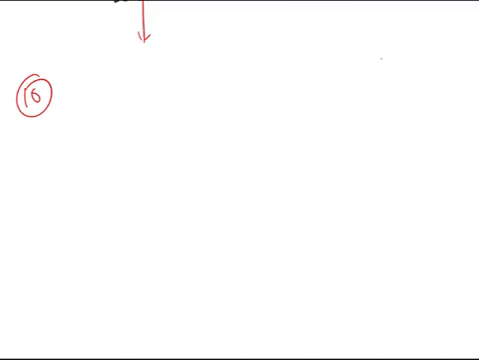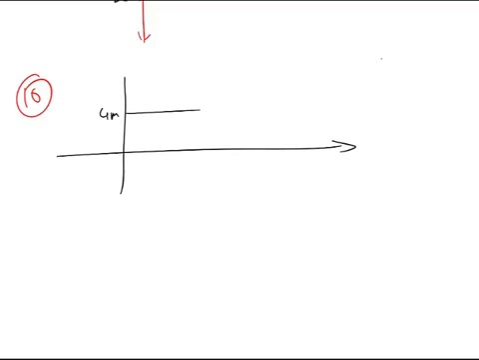Question number 10 says, velocity time graph is given. Find the displacement in 3 seconds and average velocity from 0 to 10 seconds. So velocity time graph is something like this: 4 meters per second from 0 to 2 seconds. Then velocity is 0 from 2 to 4, and 4 to 6 velocity is minus 2. Then till 10 it's 0 again.